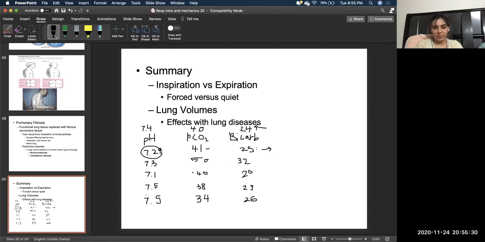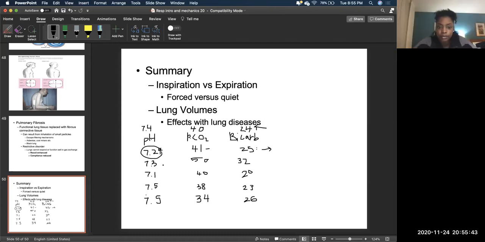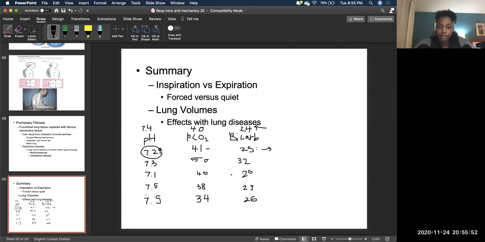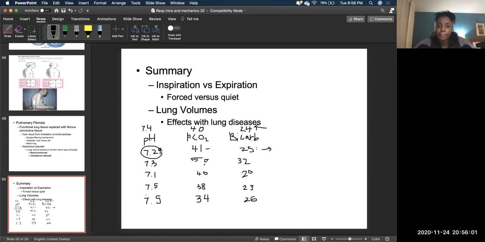Okay, so for the next one, is the pH acidic or basic? It's acidic. So would it be alkalosis or acidosis? Acidosis. And if we look at the values, which ones are elevated? They both are. If it's acidosis and the CO2 is elevated, which it is, wouldn't that be respiratory? Yes, it would be.